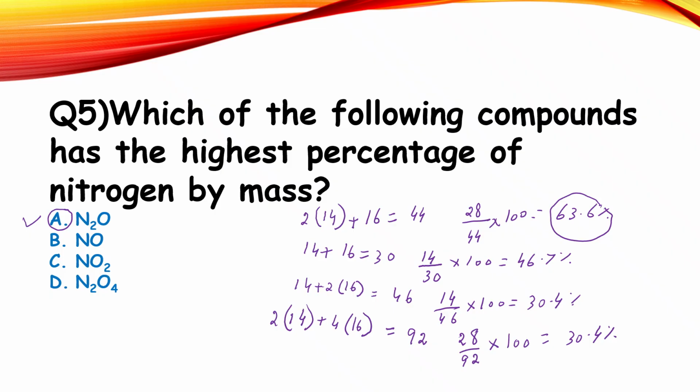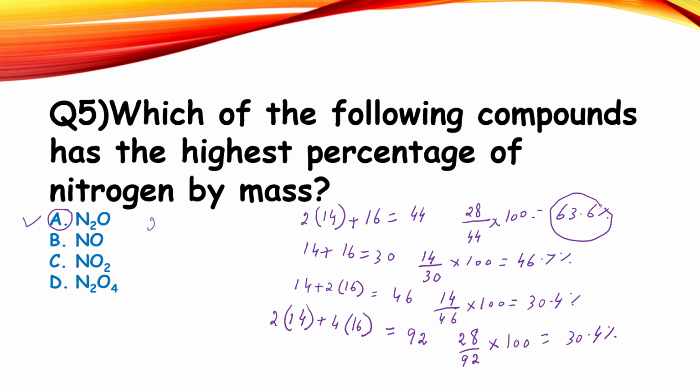Here there is an examination tip for you as well. The compound that has the lowest number of oxygen atoms per nitrogen atom will be having the highest percentage.